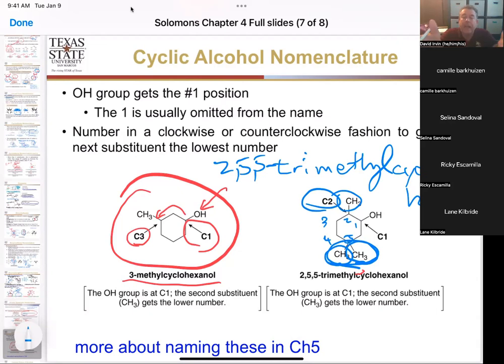No, it's not right. We have the alcohol. So we have to drop this E and put an OL at the end. So it's 2,5,5-trimethylcyclohexanol. So it's cyclohexanol. Again, we're doing this because the first group has to be at that lowest number possible.